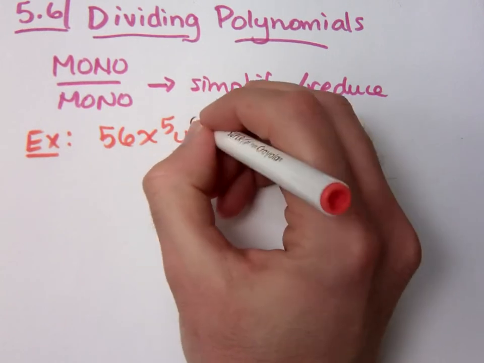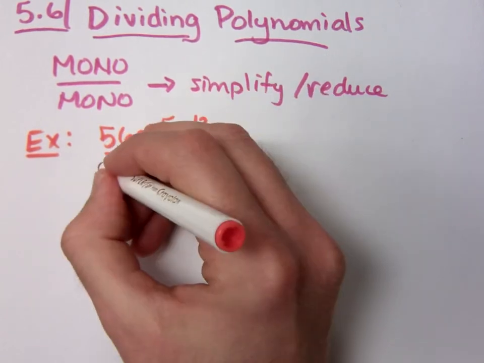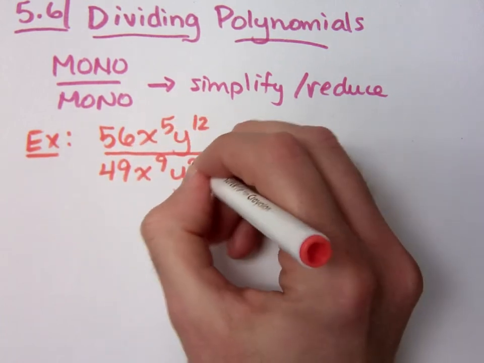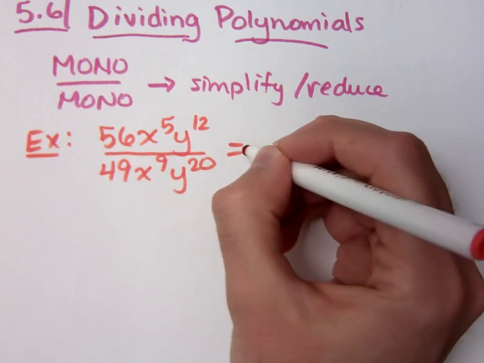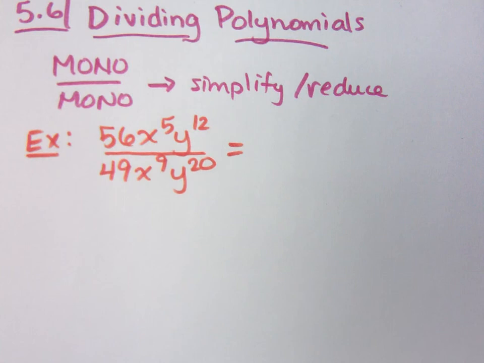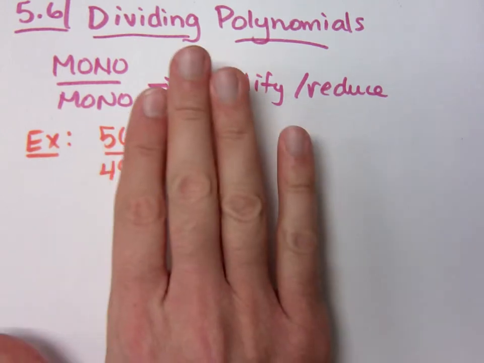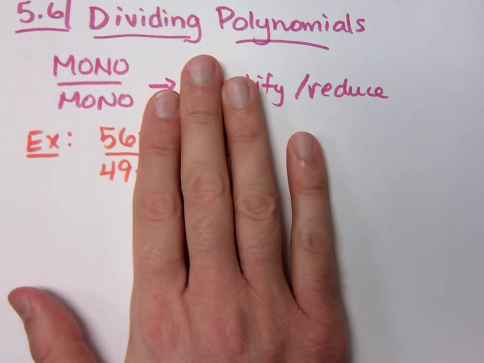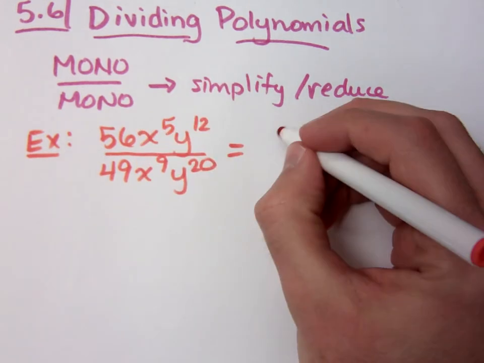56x to the 5th, y to the 12th, over 49 x to the 9th, y to the 20th. All we have to do is look at this as a fraction, because that's all it is. It's a single fraction, one term on the top, one term on the bottom. So simplify this. If I just had 56 over 49, could you reduce that? Yeah. By a common factor of 7, so you would have 8 over 7.